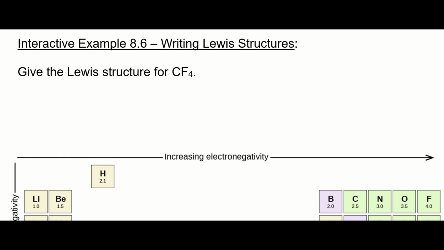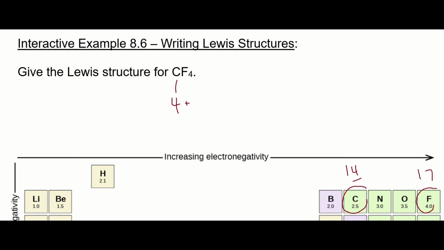Let's draw the Lewis structure for carbon tetrafluoride, determine the VSEPR geometry, and finally determine if it's a polar or non-polar molecule. Let's start by counting up the number of valence electrons to draw the Lewis structure. Carbon is in group 14. That last digit will tell you the number of valence electrons.